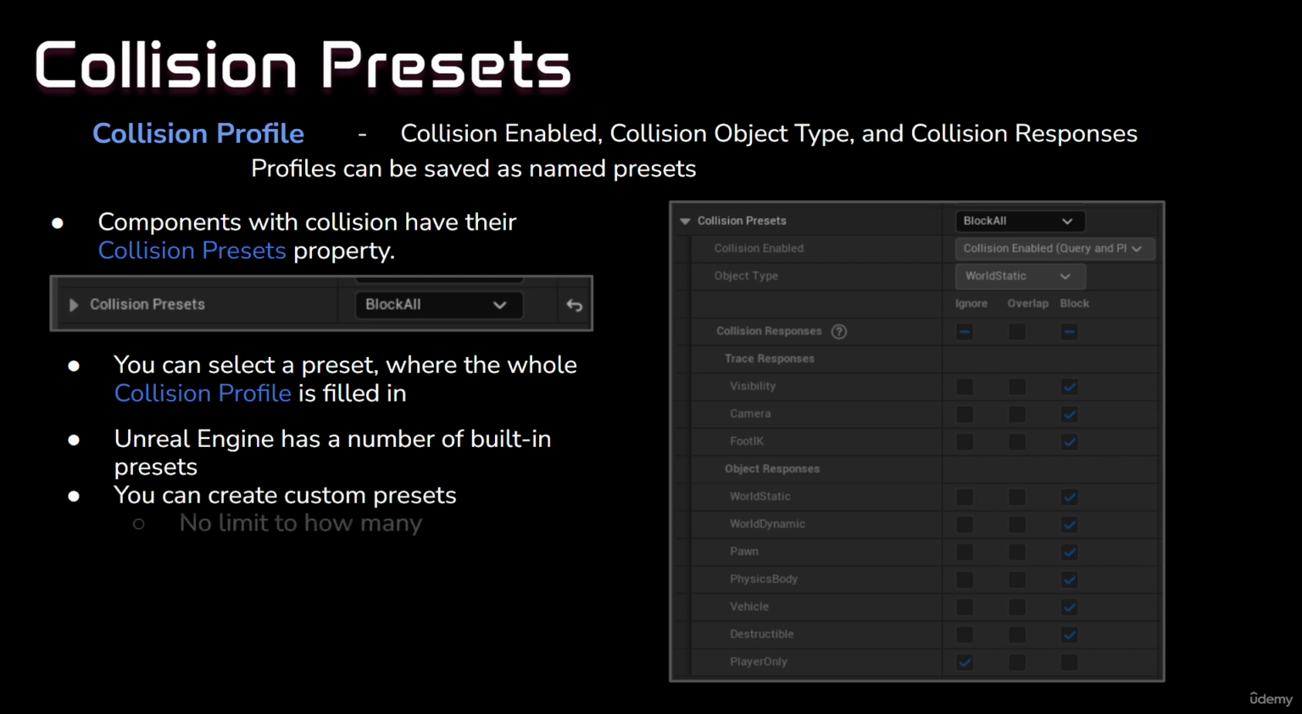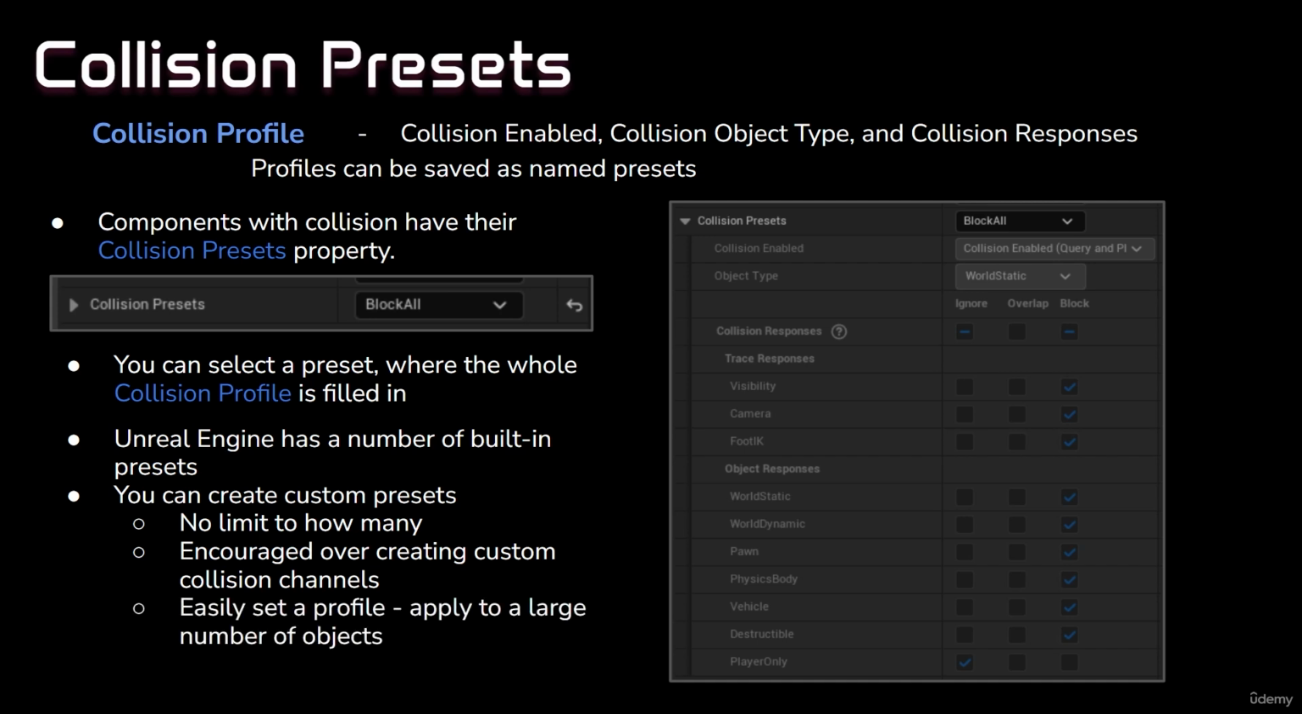The engine does not limit you on the number of presets you can create, unlike collision channels. And it's encouraged to create collision presets rather than a large number of collision channels. These are great because you can easily set up a profile and apply it to a large number of objects. For instance, all of the walls in your level should probably have the same collision settings, so you can make a wall collision preset and apply it to all the walls in your level, and they'll all have the same collision settings.